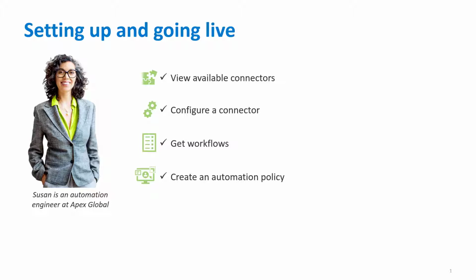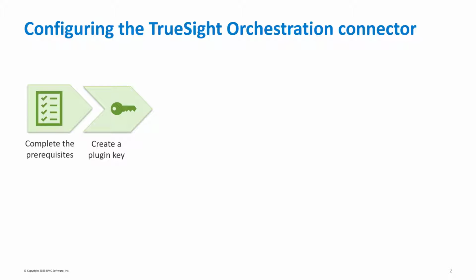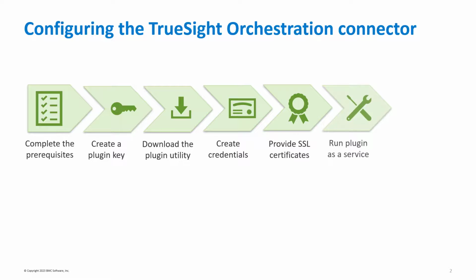To configure the TrueSight Orchestration connector, we will perform the following steps. Ensure that system requirements and other prerequisites are fulfilled before we begin. Create a plugin key and download the creds.json file. Download the remote plugin utility zip file. Create credentials. Provide server-side SSL certificates. Install and run the plugin. And verify the connector status.